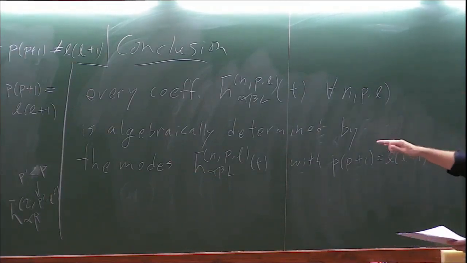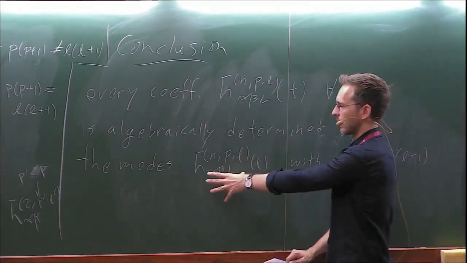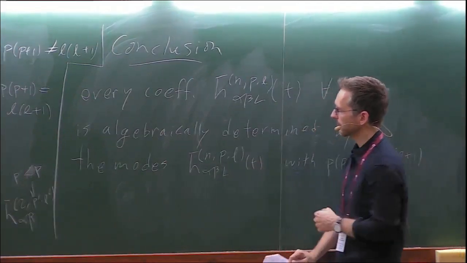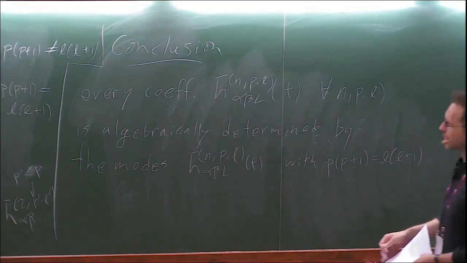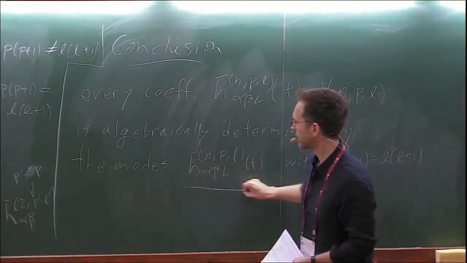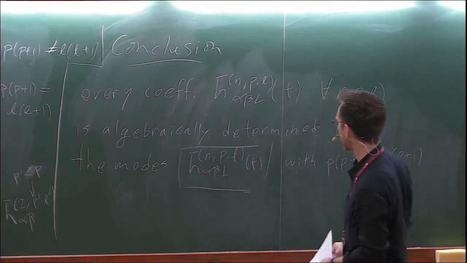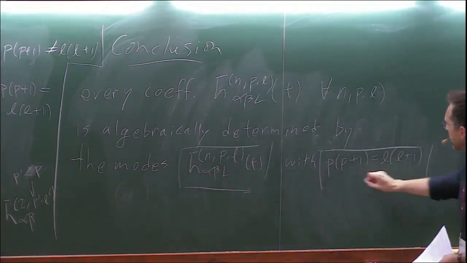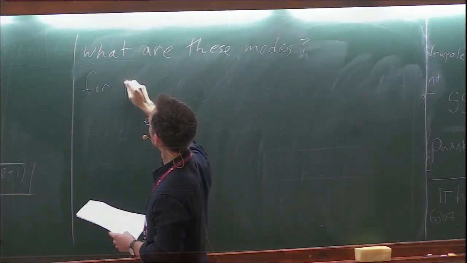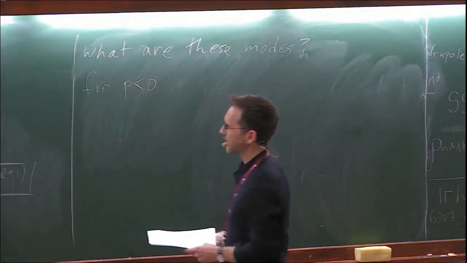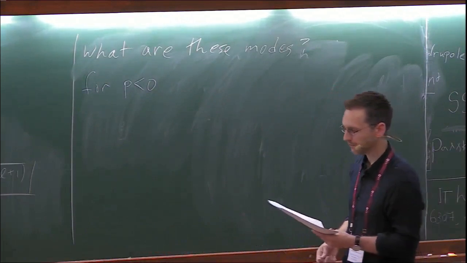So you have a set of special modes, and then every other mode, to all orders in R and all orders in epsilon, is uniquely determined algebraically from these special modes that satisfy this relationship. Okay, so what are these particular modes? P less than 0, so this means negative powers of r.